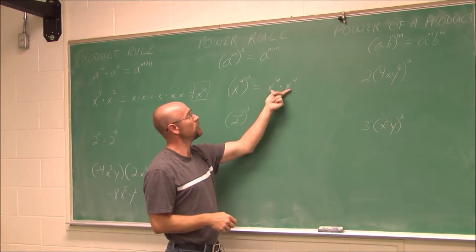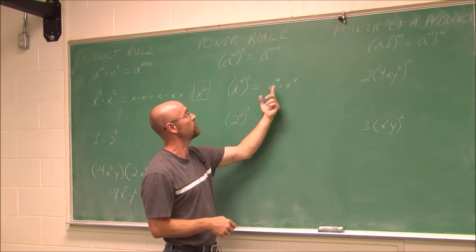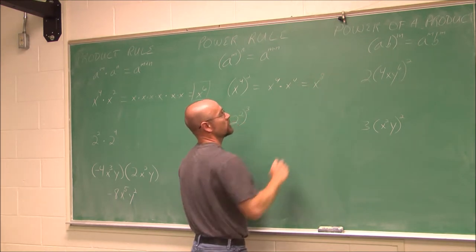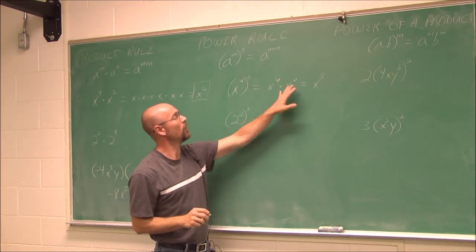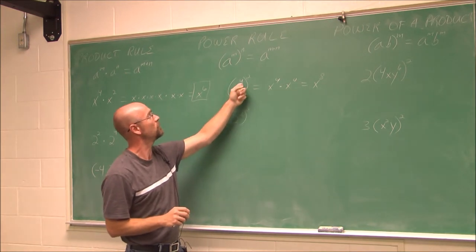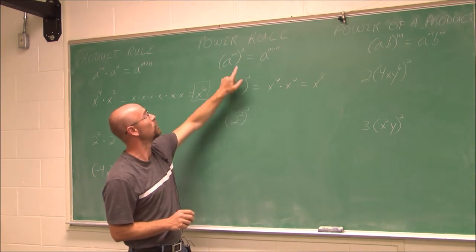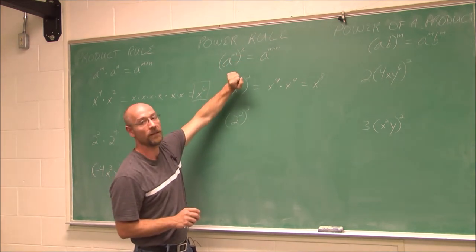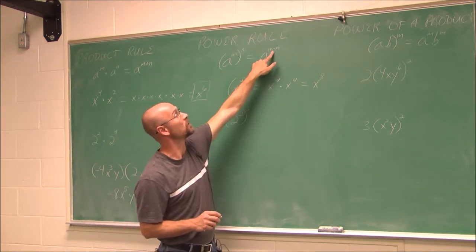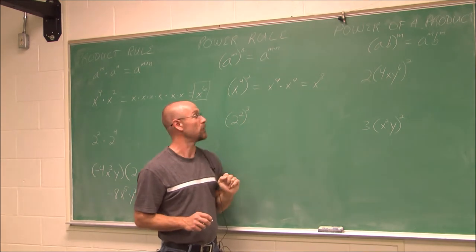And if I do that, now I can see, oh, it's just like the last rule. It's a product rule. They have the same base. I can add them. 4 plus 4 is 8. Well, one way to skip having to write it out this way is to say 4 times 2 is also 8. That's our power rule. We multiply exponents when we have a power raised to a power. We can just multiply them. M times n, 4 times 2 gives us that result.